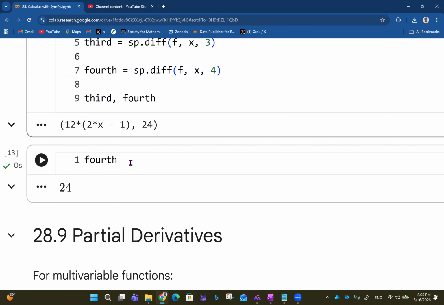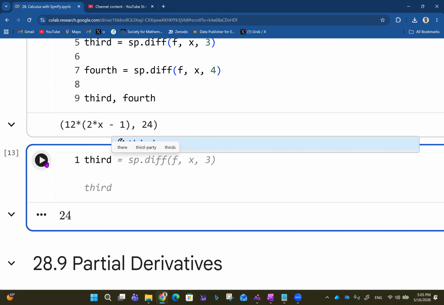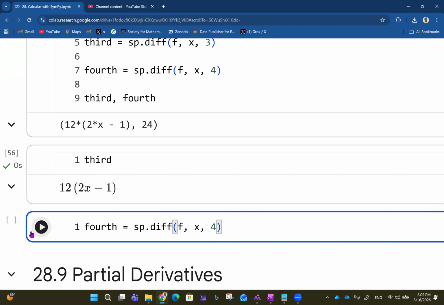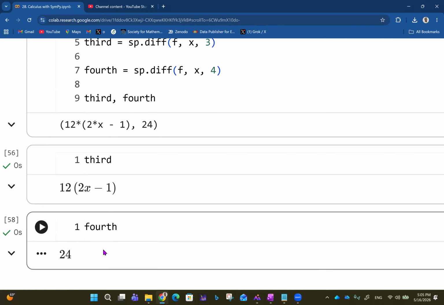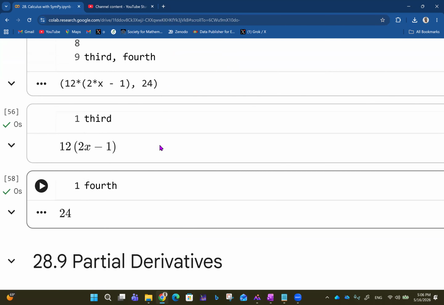But what if you want to have them separately? You can just say third separately, and you get 12x minus 12, and then you can also call the fourth derivative separately, and you get just 24. If you call them separately, it's neater than when you call everything together. But you can call together too. That's what I was trying to indicate there.